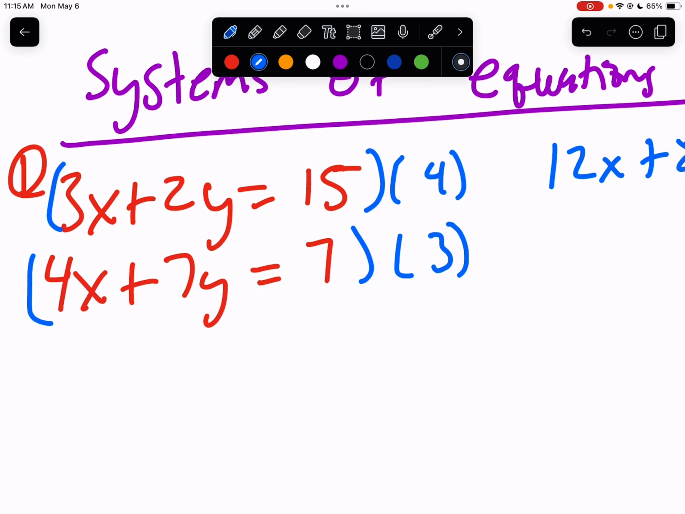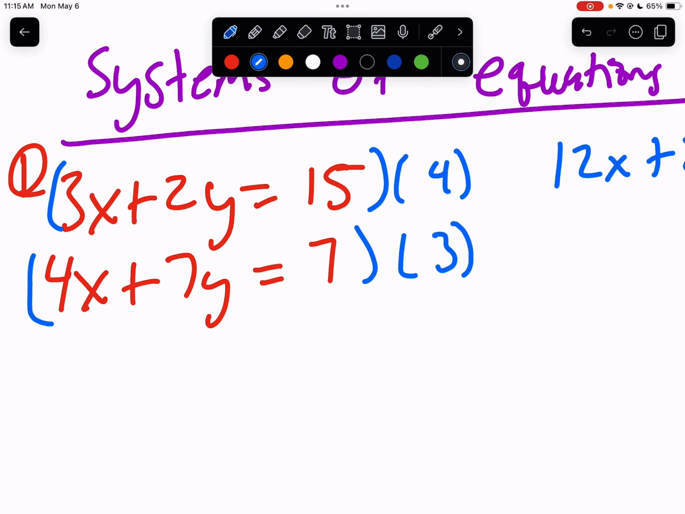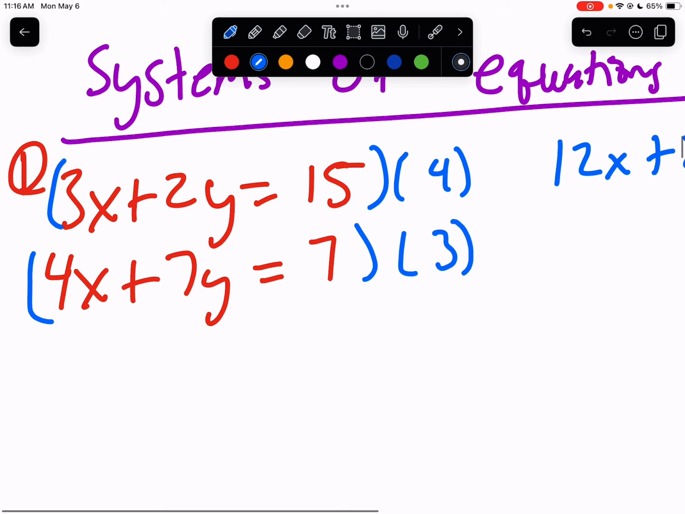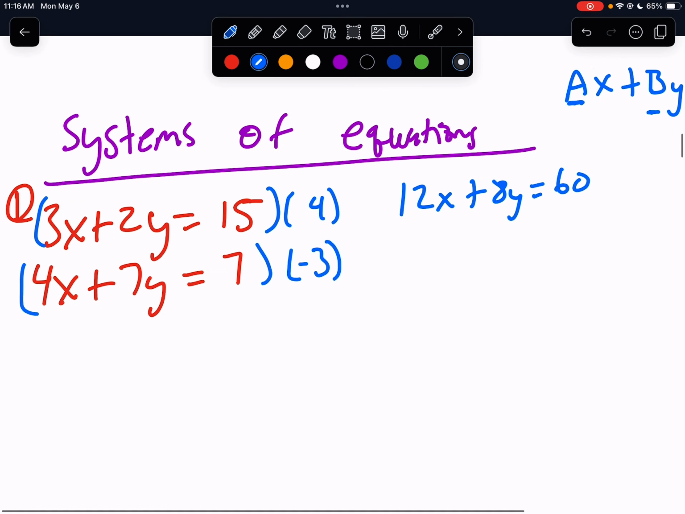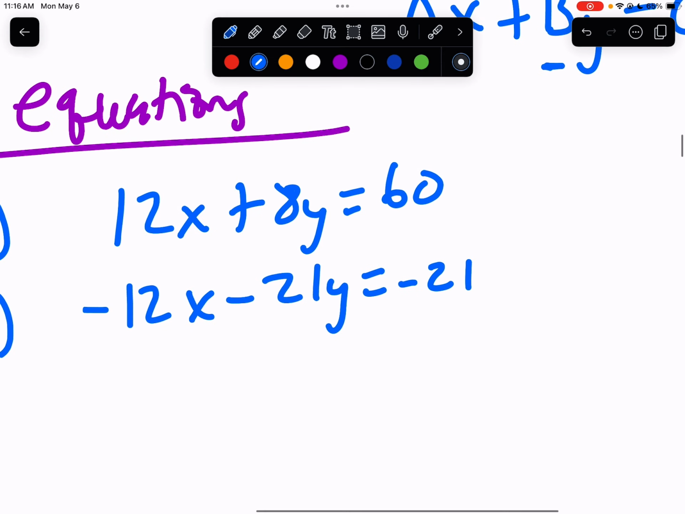And I'm going to multiply the second row by 3. But the thing is, I want my signs to be opposites, right? That's a positive 12x. I actually want this one to be negative 12x. And in order to do that, I need to multiply it by negative 3. And I have to do that to every term in the equation. So negative 3 times 4x is negative 12x. Negative 3 times 7y is negative 21y. And negative 3 times 7 is negative 21. And so now I have these two equations that come from the original equations.